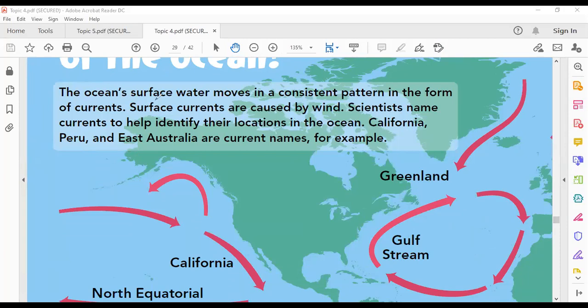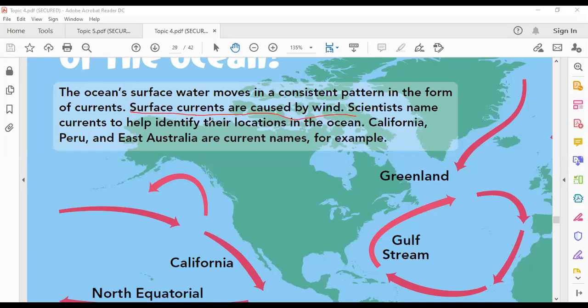The ocean's surface, there are two types, by the way. There are two types of ocean currents: surface currents and deep ocean currents. Look, the ocean's surface water moves in a consistent pattern in the form of currents. What is the main cause of currents? It is the wind. Surface currents are caused by wind, highlighted, okay?